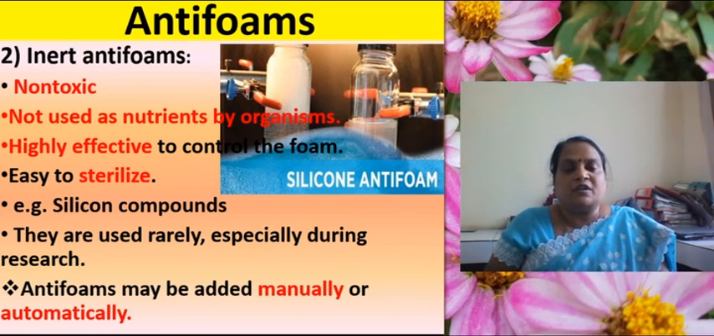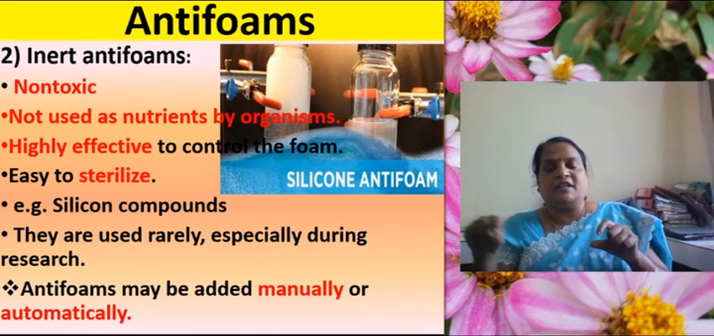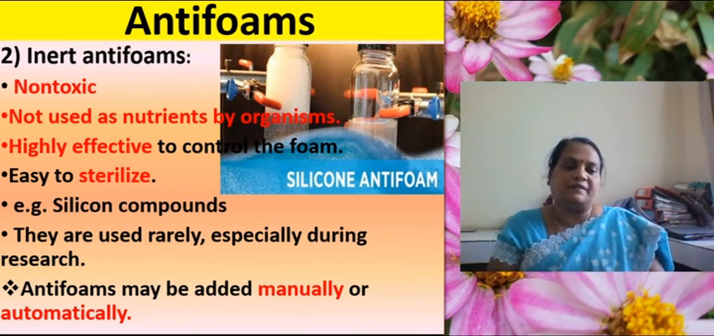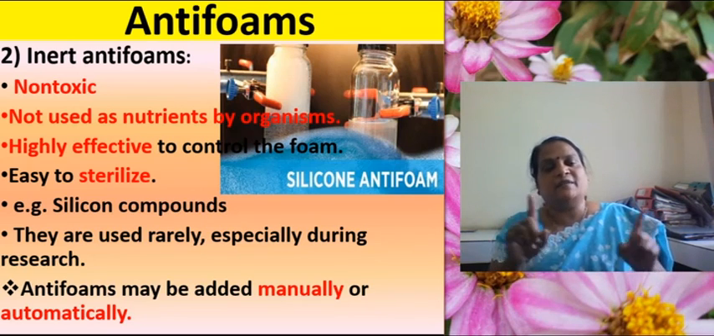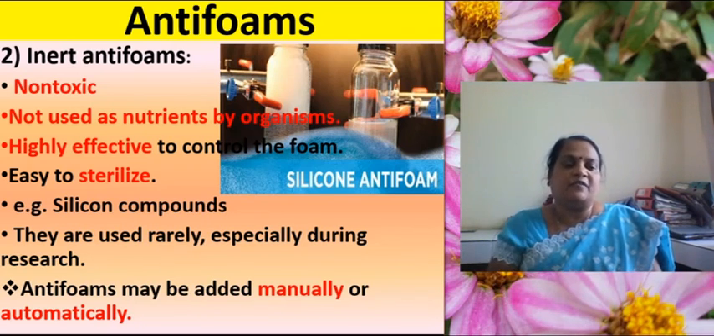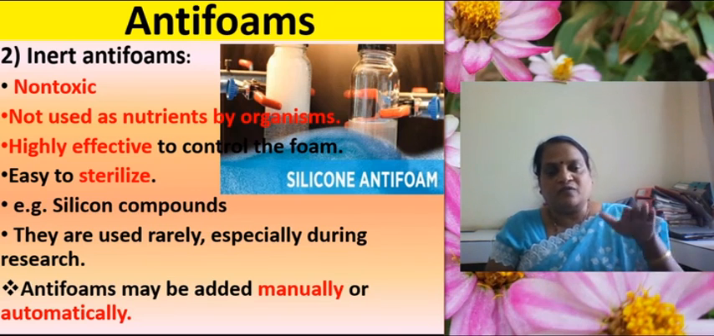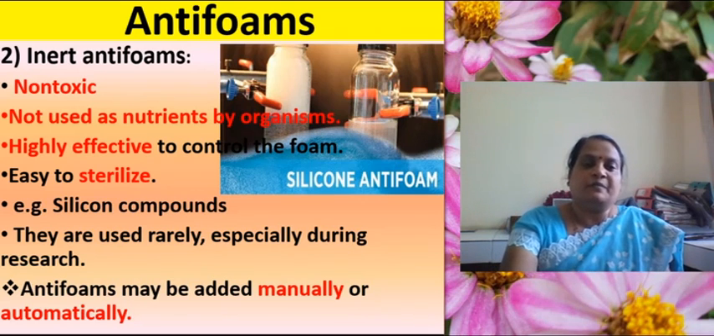That is called manual addition. Automatic addition means what? In the headspace, 2 electrodes are set up, and these electrodes are connected to a pump, and that is connected to the antifoam reservoir. When the foam rises in the headspace, contact is established between the 2 electrodes. That gives a signal to the pump. The pump opens and the antifoam is added. When the foam is collapsed, the contact between the 2 electrodes is diminished and addition of antifoam is stopped. This is how antifoams may be added automatically.